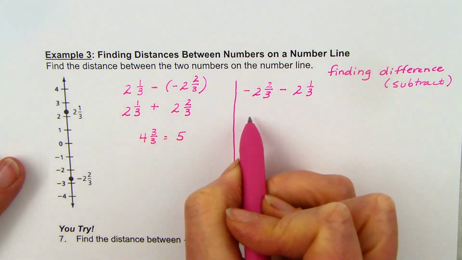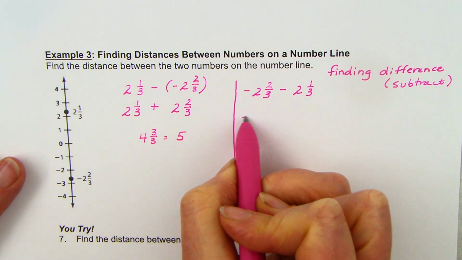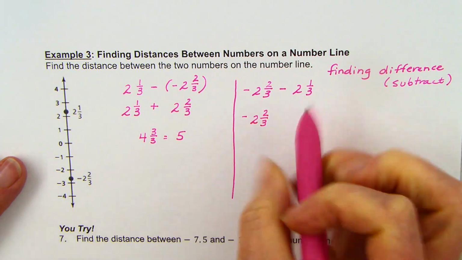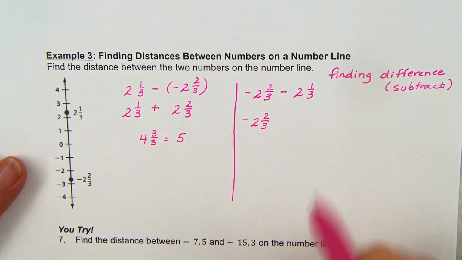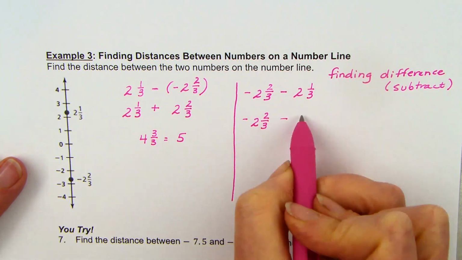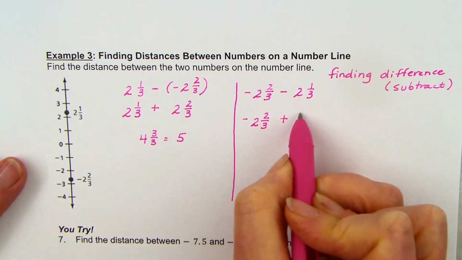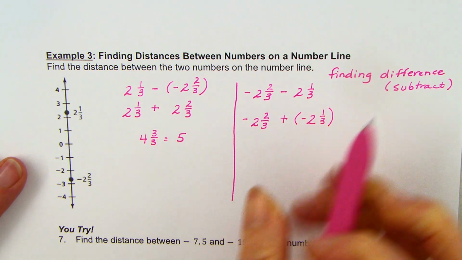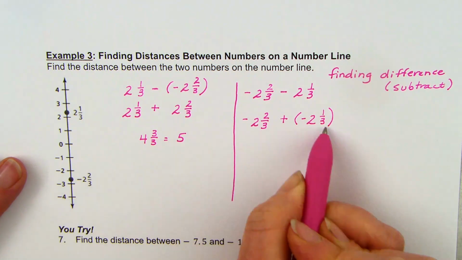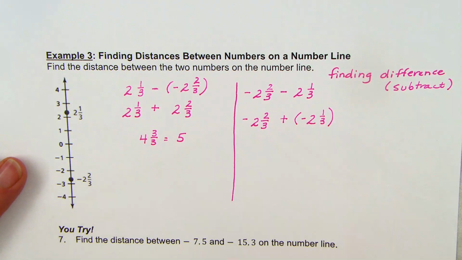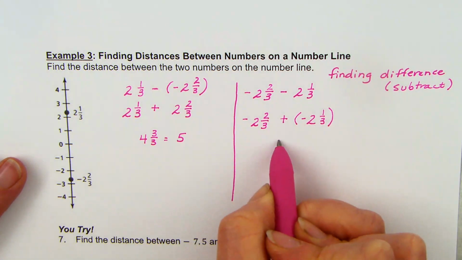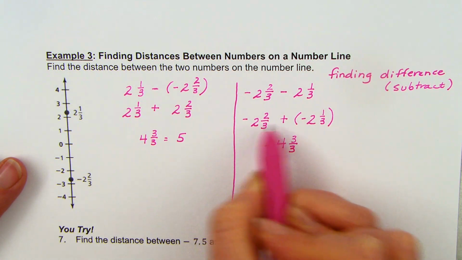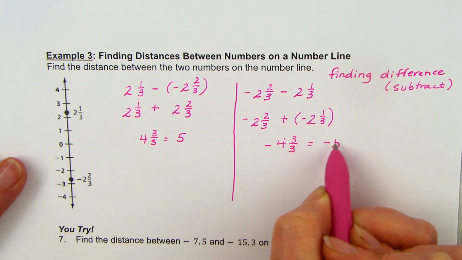On this side, oh, that's interesting. I didn't get the same answer. I've got to think about that. Oh, I know what's going on here. Okay, never mind. So I'm going to change that to addition and -2 1/3. And then again, I've got the same denominator and they're both negative, so I can just add them together. So I have 4 3/3. This time it's negative, so that's going to equal -5.